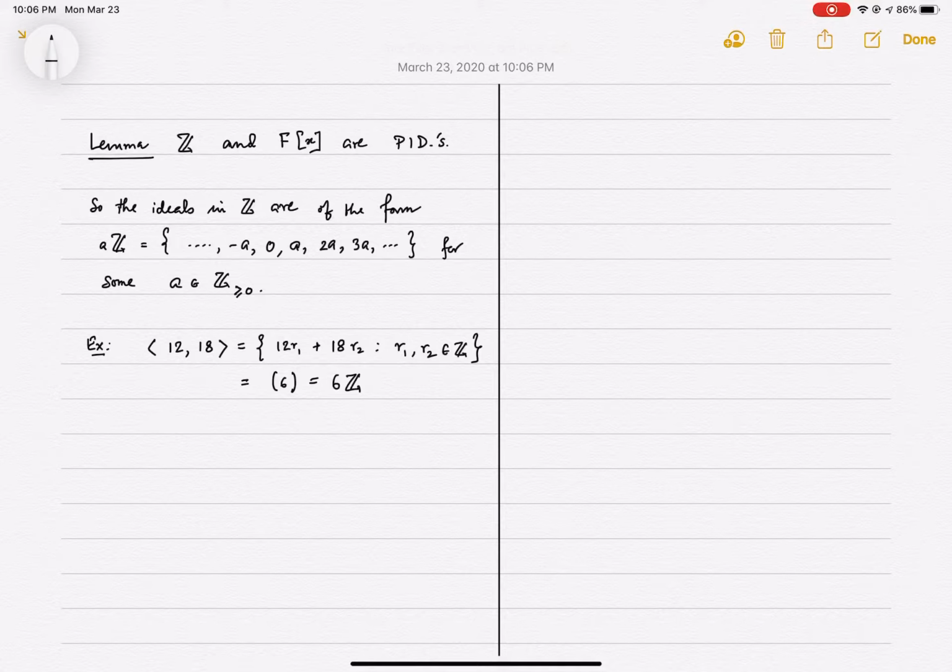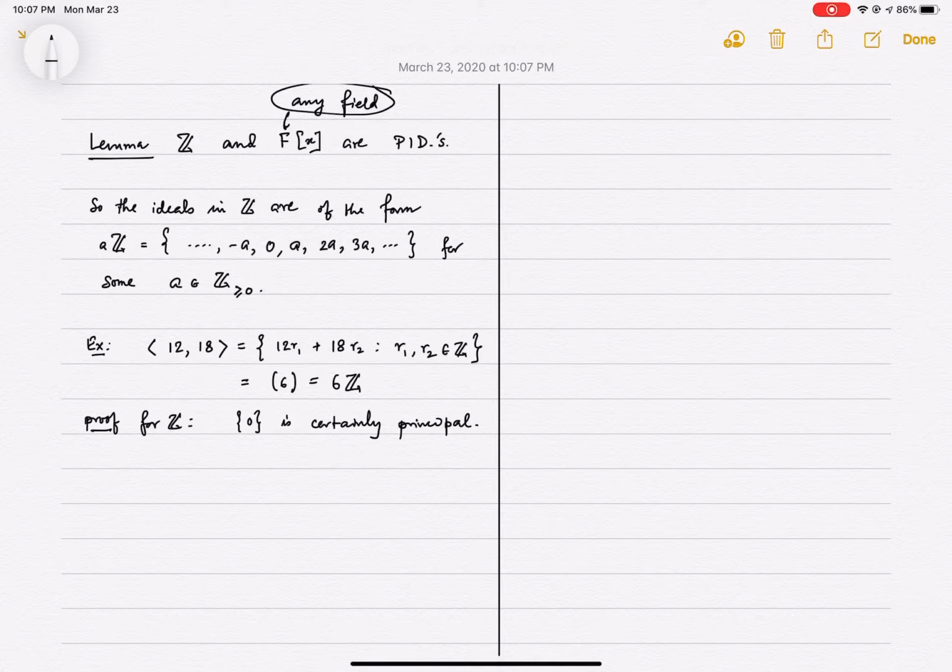Okay, so let's do the proof for Z. The proof for F[x] is similar. F, by the way, should remind you that it means any field here. For Z, the zero ideal is certainly principal. It's generated by 0. There's nothing to do there.